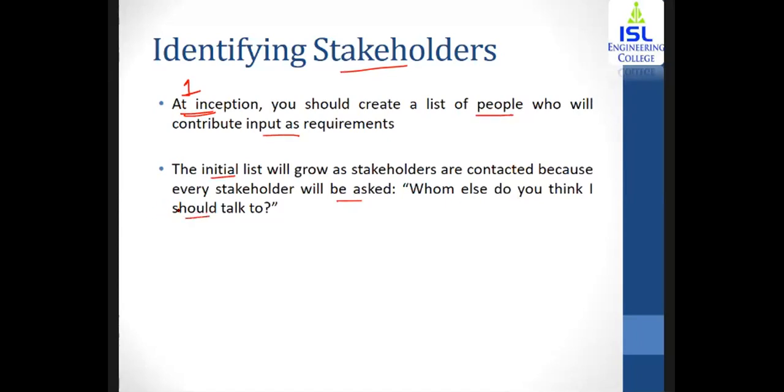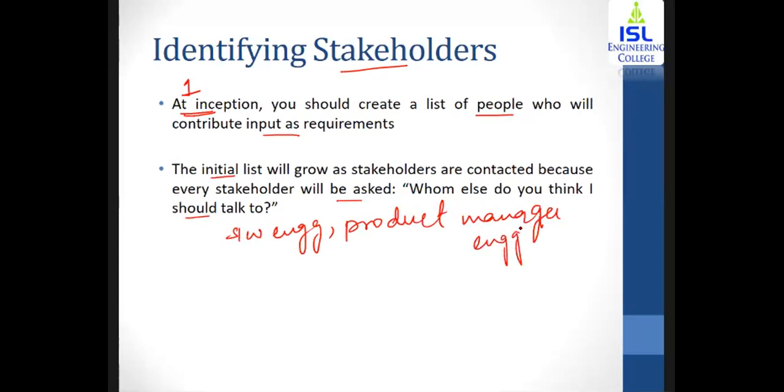That is, you're going to go and talk to the software engineer. The software engineer might tell you that you need to contact the product manager. The product manager might tell you that you need to contact the product engineer. So you're going to gather each and every requirement from each and every stakeholder. The first step is identifying the different stakeholders. You're going to identify the stakeholders, and you're also going to get their point of view, that is, how the system they want needs to be developed.